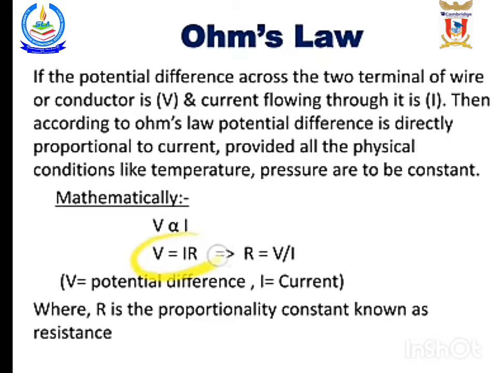From this equation we can also find the value of R, which is equal to V upon I, and R is a proportionality constant known as resistance. Each wire has constant resistance at a particular temperature. Students, listen carefully. Each wire, or each conductor, has constant resistance at a particular temperature.